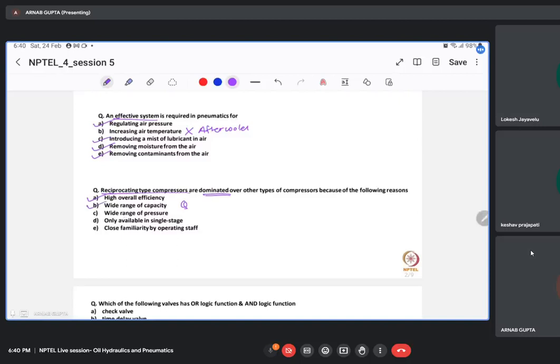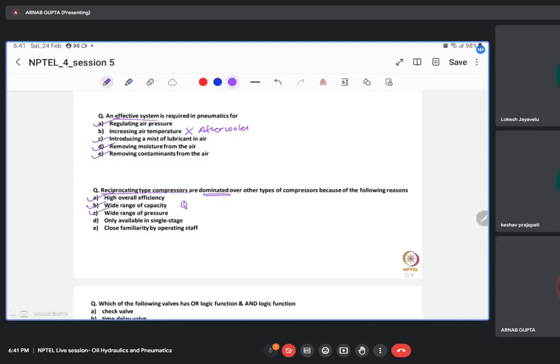Next is a wide range of pressure. The pressure range can go from very low pressure of around 4 to 5 bars up to 10 to 12 bars. That is also possible. In pneumatics, generally we don't deal with very high pressures, unlike in hydraulics, but still we can go up to higher pressure limits using reciprocating type compressors.